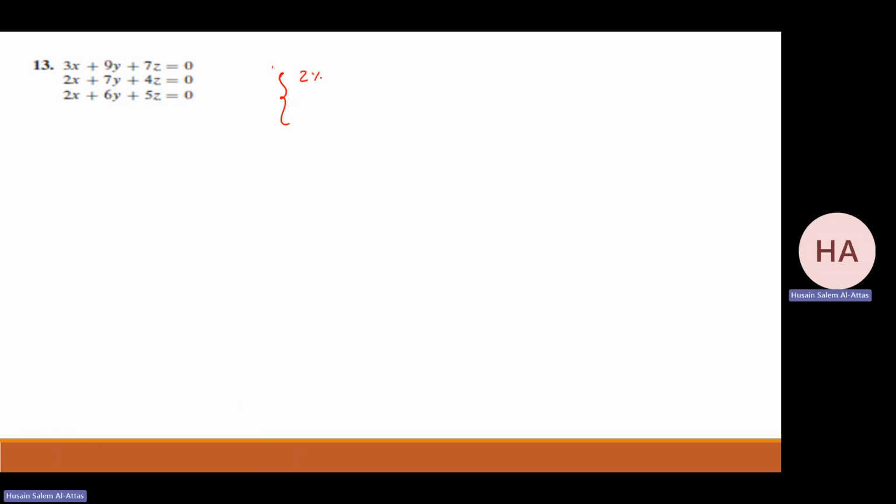This is 2x plus 7y plus 4z equals 0. And I have this 3x plus 9y plus 7z equals 0. 2x plus 6y, this I will keep the same. Okay, so to get rid of this 3, I multiply the first equation by minus 3 over 2 times the first, and I add it to the second. Yeah, I'll have a fraction, but it's okay.